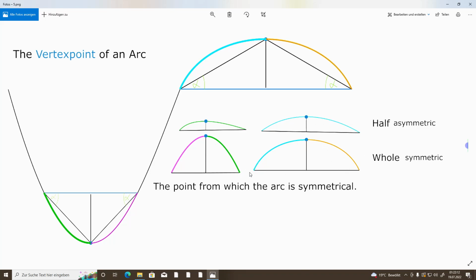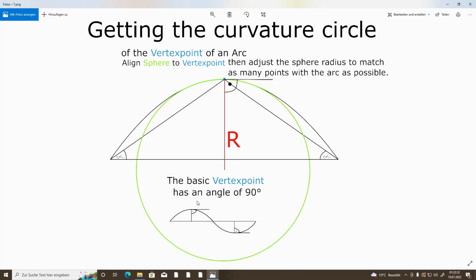But yeah, there you see symmetrical, and the halves of them are not symmetrical. So in these arcs, you have only one vertex point by this definition. So now for the curvature circle, there may be other definitions for the curvature circle. In this video I will use this definition. It doesn't really matter as long as we're consistent with it, and I just want to discuss the basic principle.